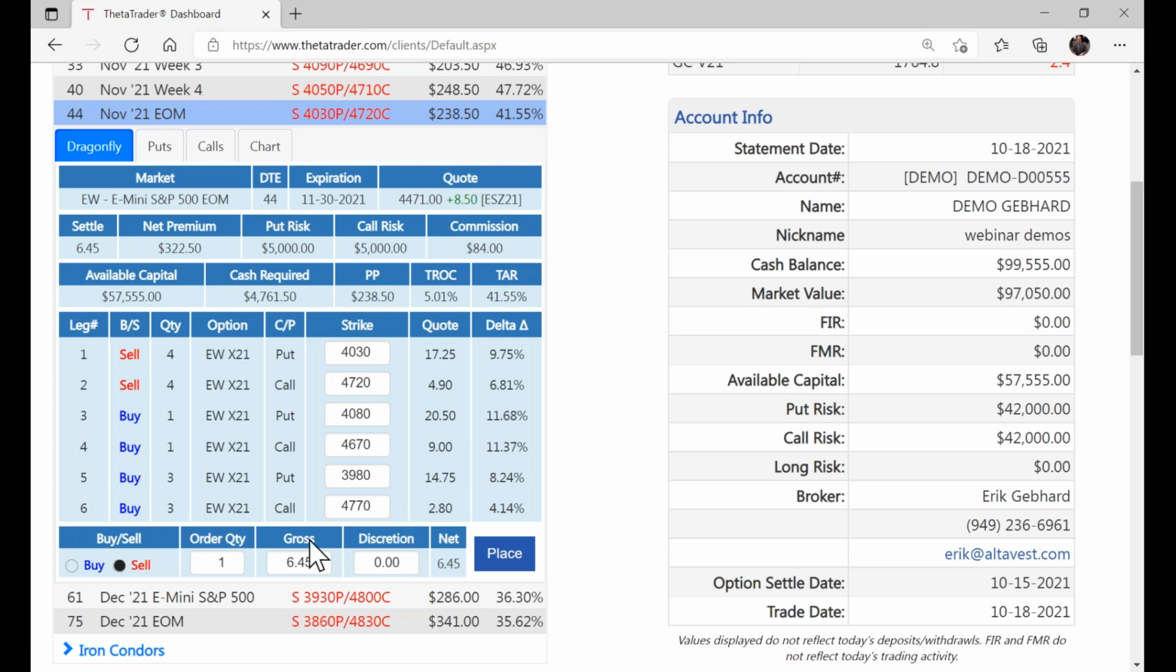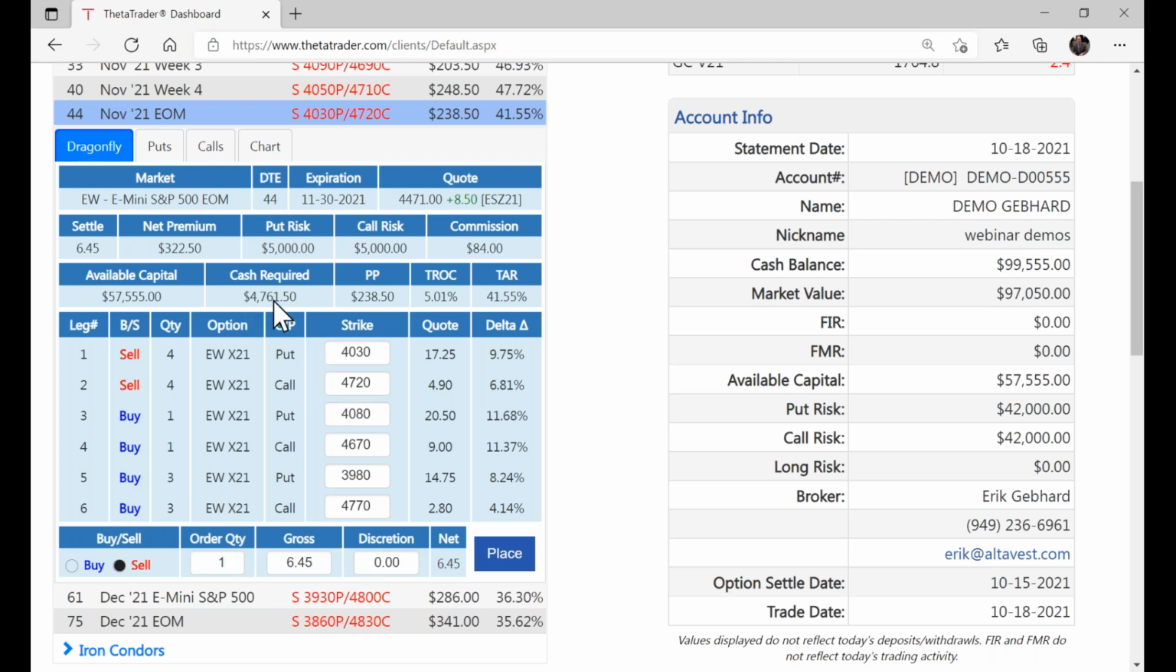And you'll notice here, it always defaults to a sell when you're selling a Dragonfly in Theta Trader, and the quantity always defaults to 1. And a quantity of 1 is in a ratio of this 4 by 1 by 3. And so it's always going to look that way when you do a quantity of 1.